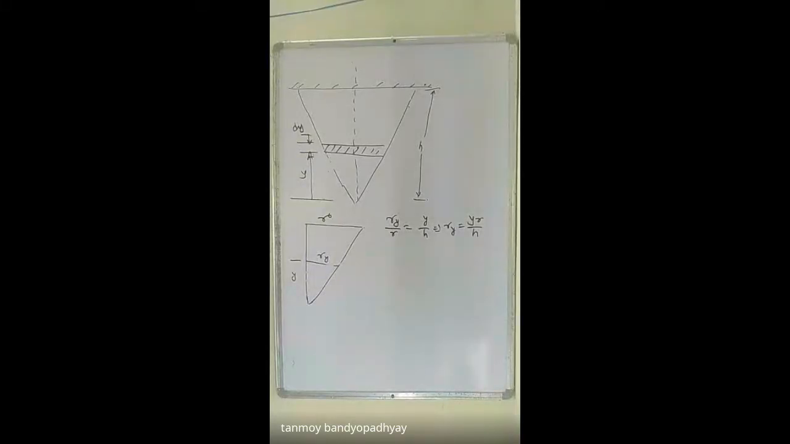Just there are certain different notations. Gamma in place of density, they have given gamma. So gamma is the weight per unit volume. Nothing different, just we have taken density rho.